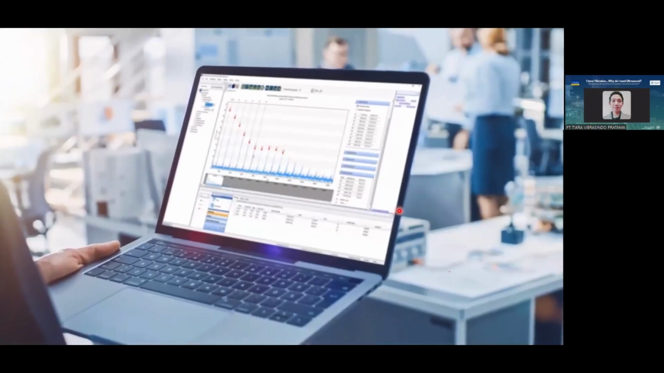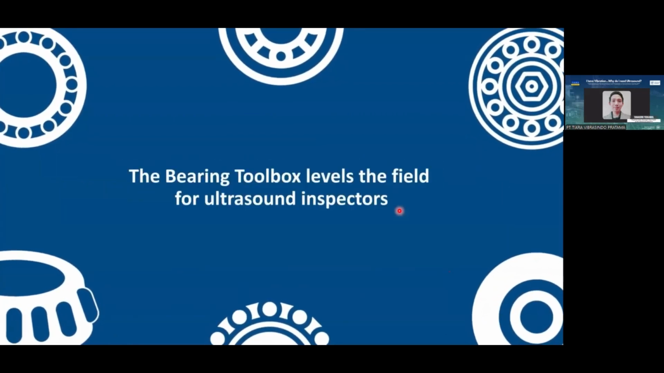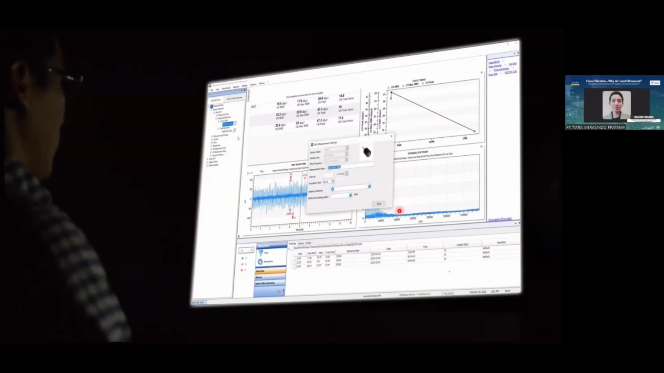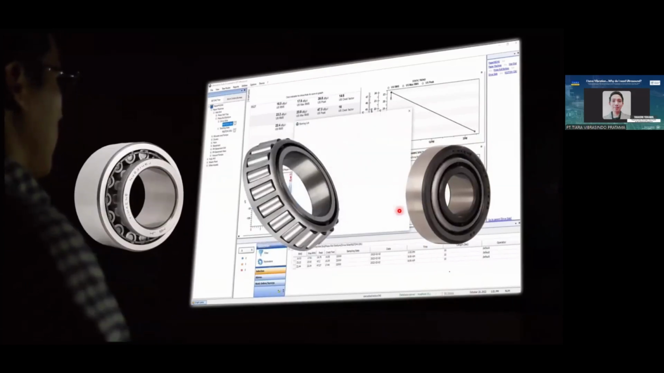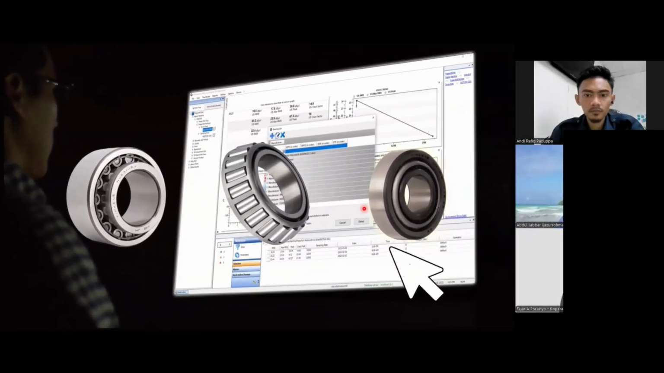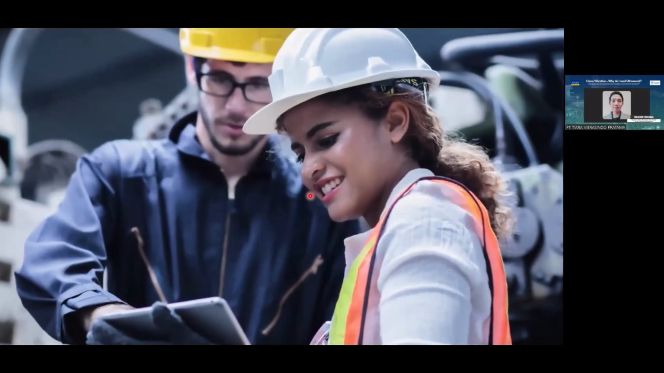So every time when you collect the sound data, you upload it to the software, and you can just select the bearing manufacturer or bearing number. Then you can use the bearing frequency to pinpoint the frequency of the bearing, like BPFO, BPFI, ball spin frequency, fundamental cage frequency. You just select the manufacturer number, then you can pinpoint.